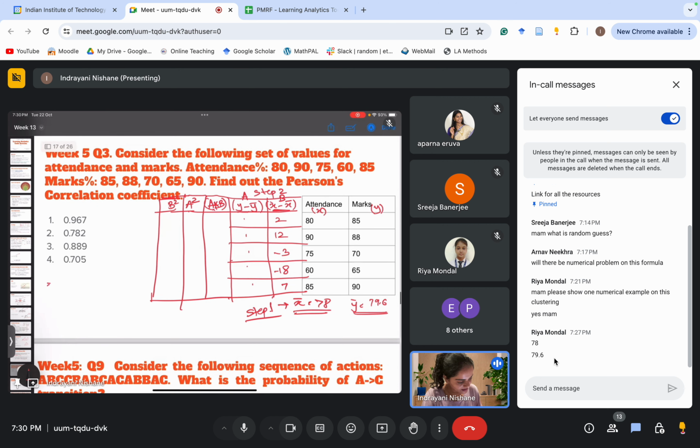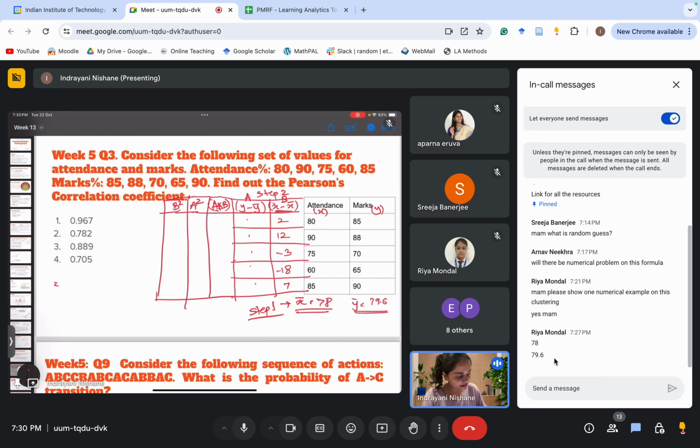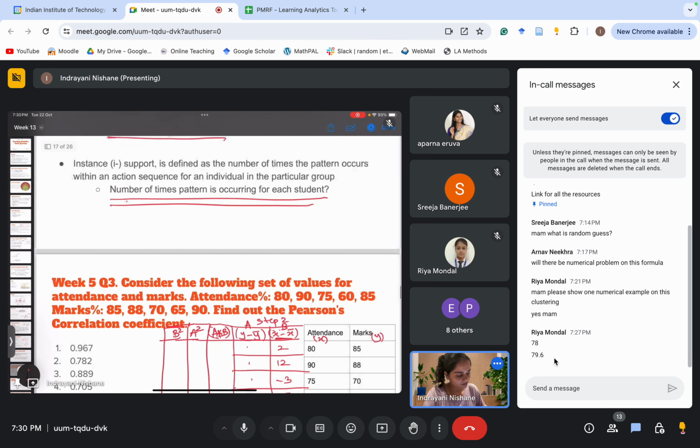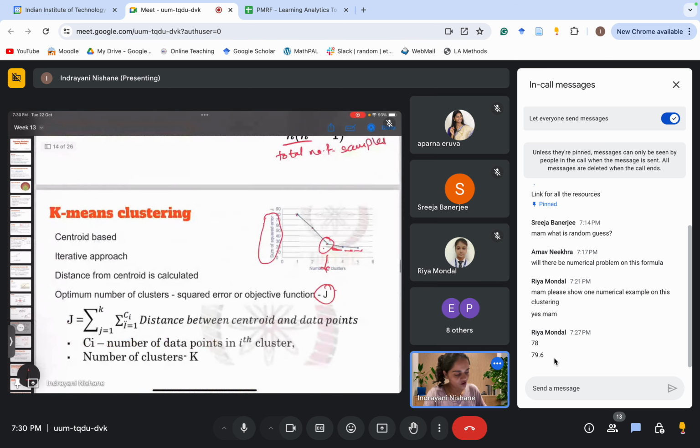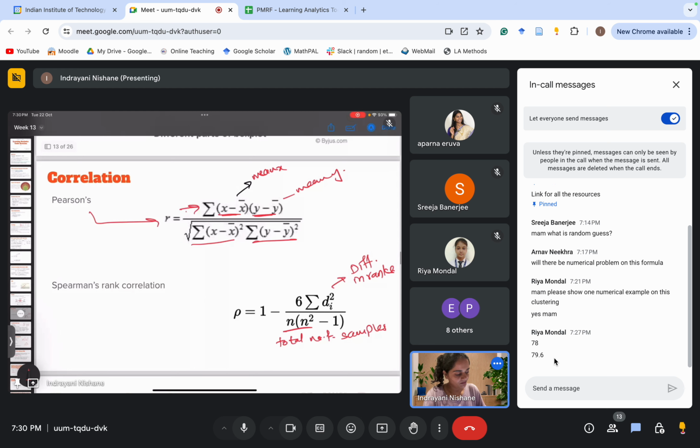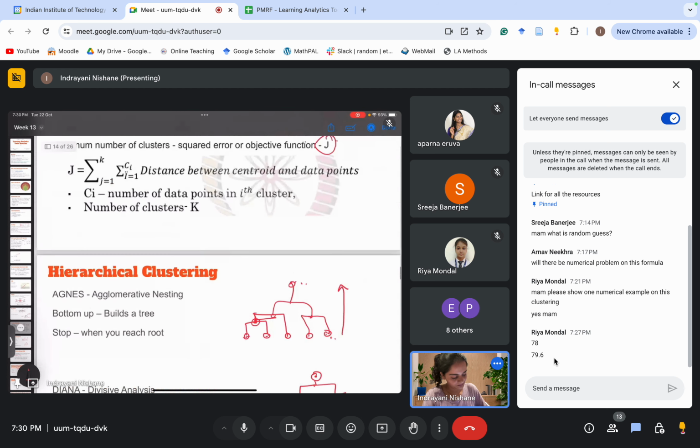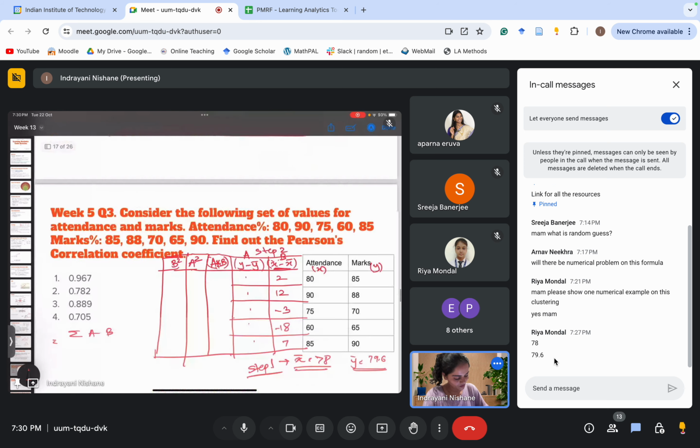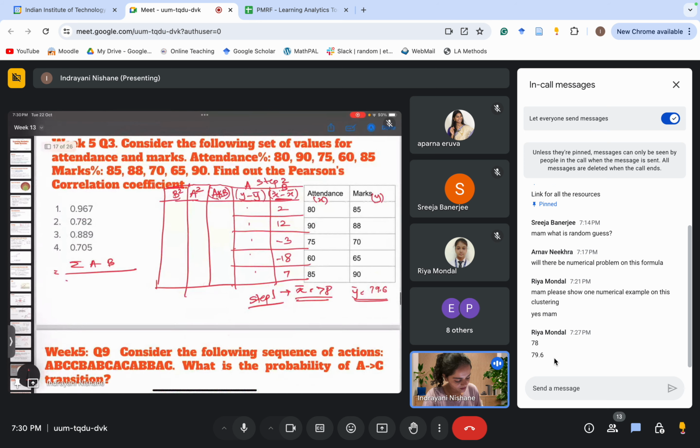Now the formula says, we are calling this A and B. So the summation of AB, the multiplication of their values and then the summation, divided by the sum of A square and the sum of B square.